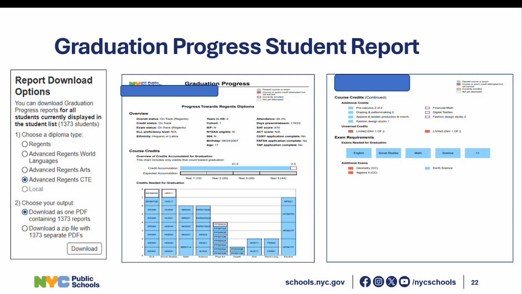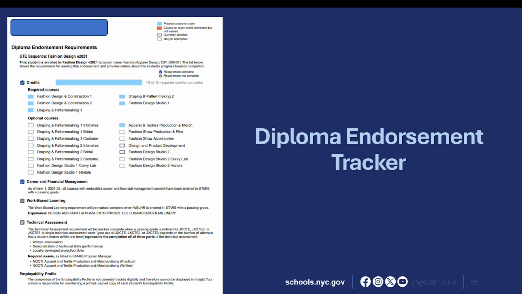The first 2 pages show basically an overview of where the student currently is and the graduation course credits, examinations that have been completed or not, and just an overview of their progress. The diploma endorsement tracker now has been added to this report, which is a great addition.